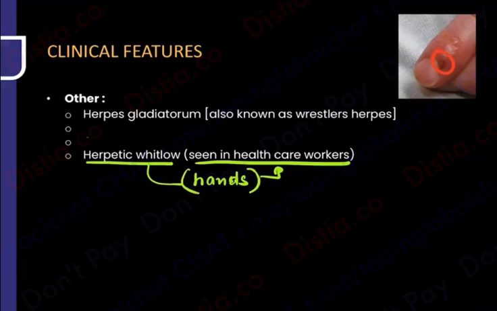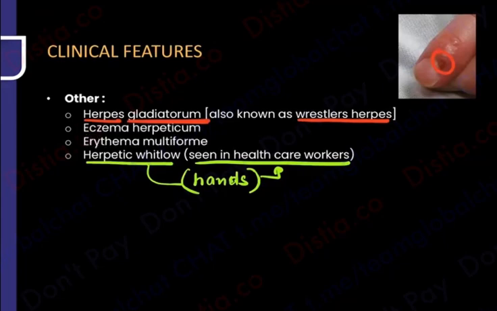Is there something that is known as herpes gladiatorum? Gladiatorum, like a gladiator, something big, bulky, heavy it is sounding like. So this is the one that is known as wrestler's herpes. So gladiatorum, like a gladiator, wrestler's herpes. Other than that, it is associated with eczema herpeticum and erythema multiforme. These are other miscellaneous things. I expect a question either on gladiatorum, that is wrestler's herpes, and herpetic whitlow, which is going to be simple. Herpetic whitlow is in hospital workers or healthcare workers. In healthcare workers there is going to be herpetic whitlow.